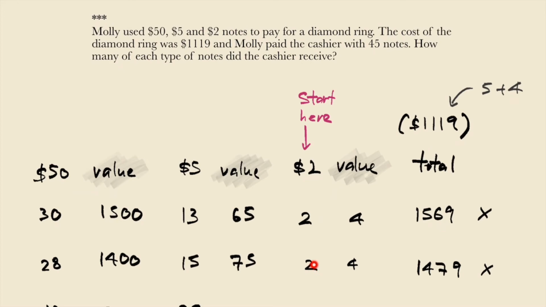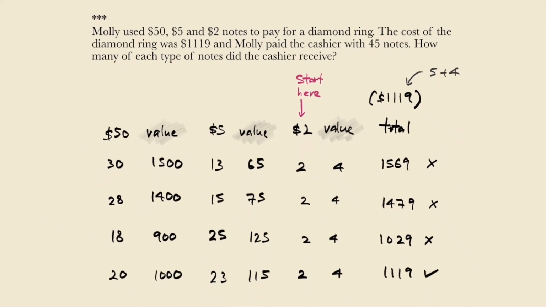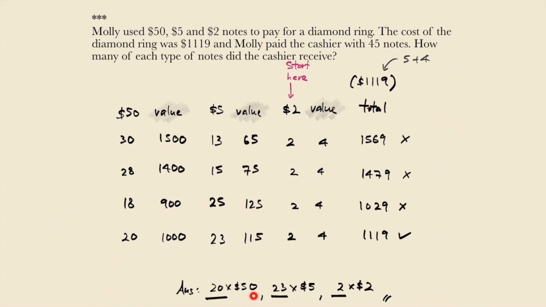So this is a level 3 because it's very hard to adjust for 3 different types. So I chose to keep the number of $2 notes the same. And in fact, we have to, because that 9 has to be made out of a 5 and a 4, which is two $2 notes. So the only adjustment here, therefore, is the number of $50 and $5 notes. So I decided to decrease by 2, increase by 2, giving me 1479. Still too many. So keep on going and reducing the number of $50 notes until you arrive at 1119. And therefore, the answer is 20 $50 notes, 23 $5 notes, and 2 $2 notes.